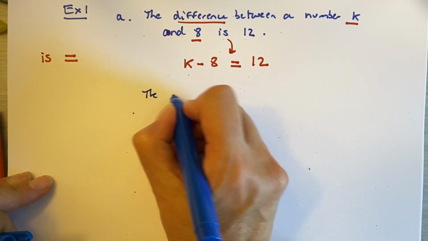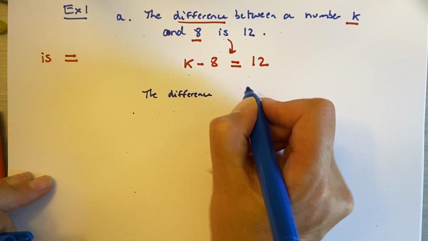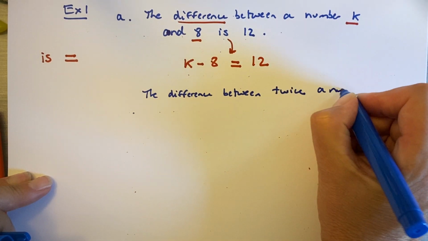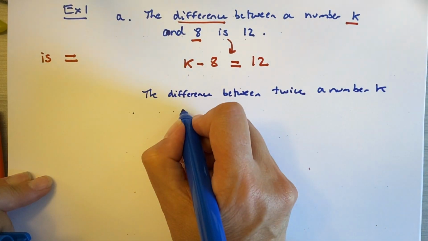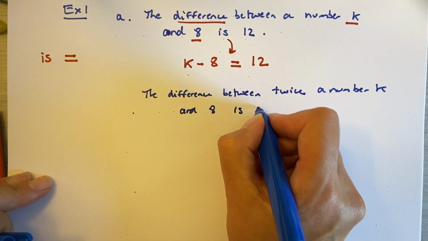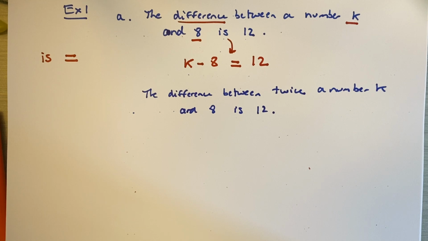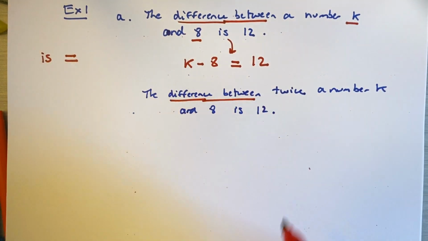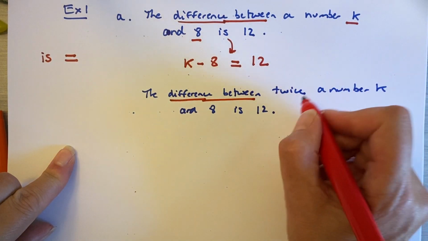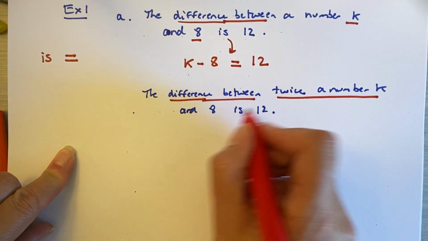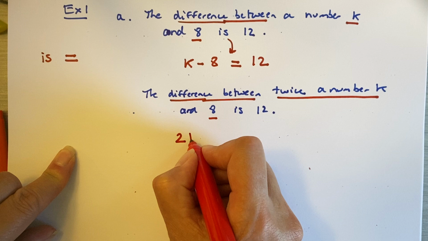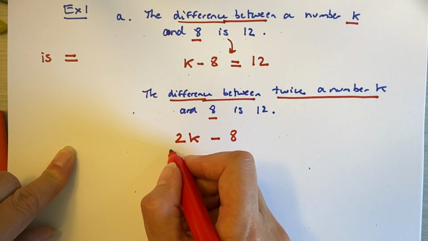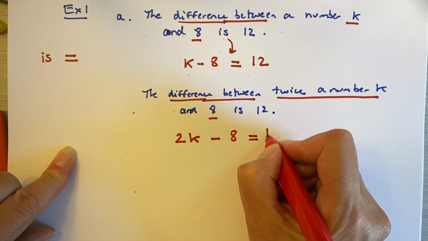This one says the difference between twice a number k and 8 is 12. Well, here again, you're going to do the same thing. The difference between twice a number k, which comes first, and 8. Twice a number k is 2 times k, 2k. The difference, right, minus 8, because this comes first, it goes first. Again, is equal sign 12.